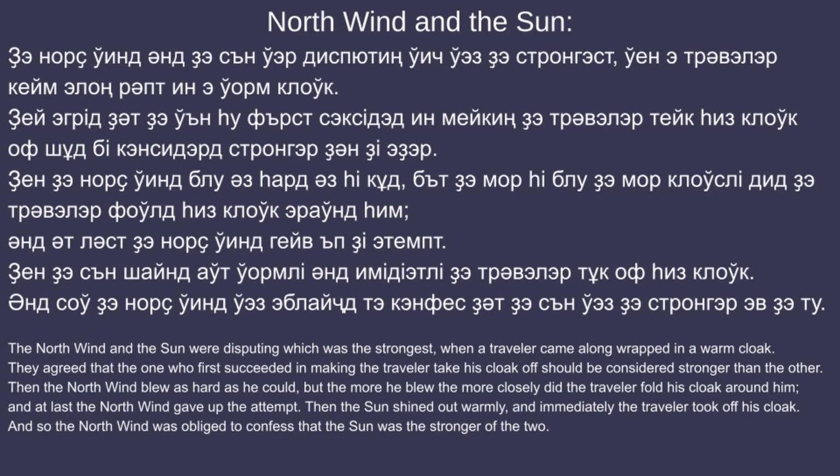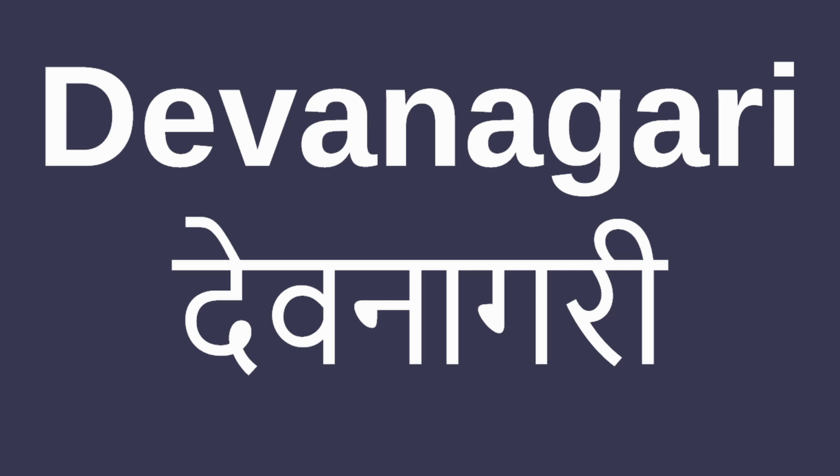Here's a sample of The North Wind and the Sun, one of Aesop's fables, which is frequently used for phonetic transcriptions, written with my system of English Cyrillic. Next we'll be adapting English to Devanagari.